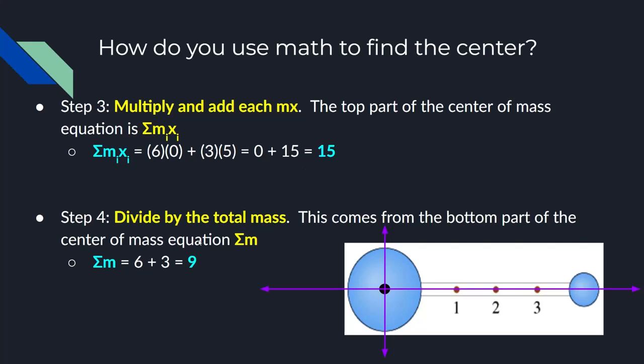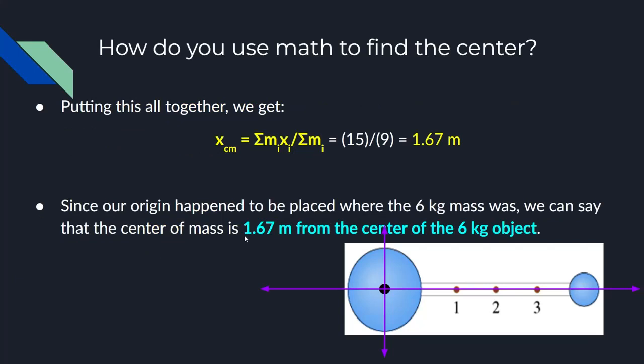Step 4, we're then going to divide this number by the total mass. So this is where the denominator comes in. The total mass was 6 and 3, which gets us 9. Bringing this all together, the location of the center of mass is 1.67 meters from our origin. Because our origin was where the 6 kilogram mass is, we can also say that this is 1.67 meters from the center of the 6 kilogram object.